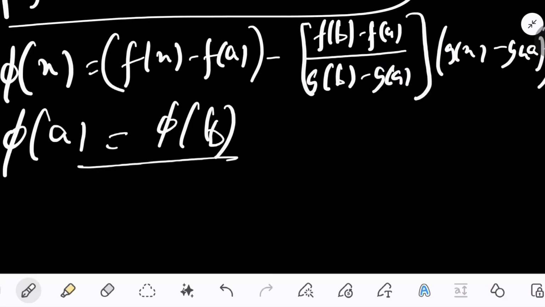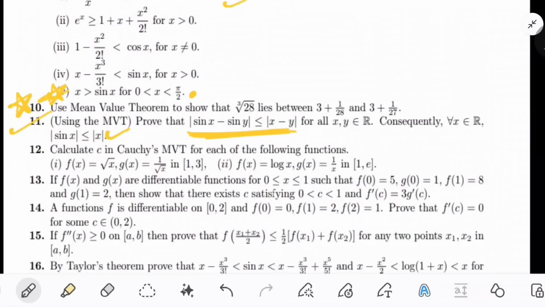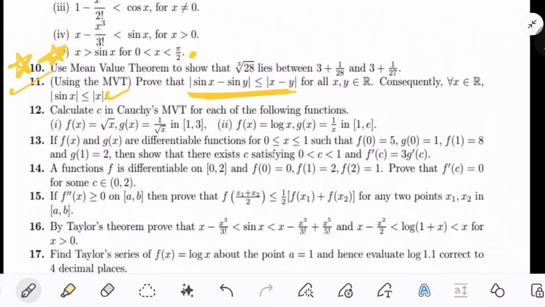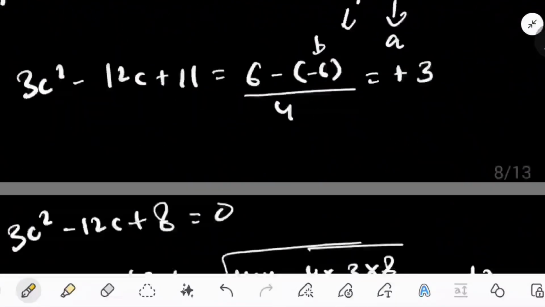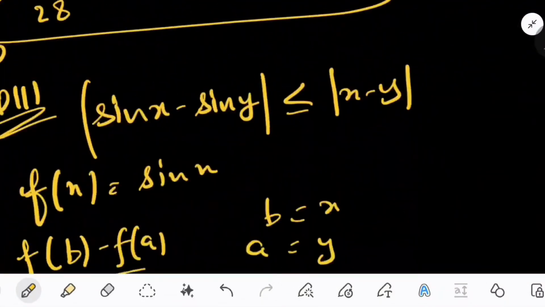So let's see some questions on this also, and then we will move on to the next topic of Taylor's theorem. So let's see the questions of Cauchy mean value theorem also, and then we will move to the next topic. Let's see the 12th first part, right? Let me change the color. So you get this expression, you have to solve this thing, right? So let's see how we solve it.